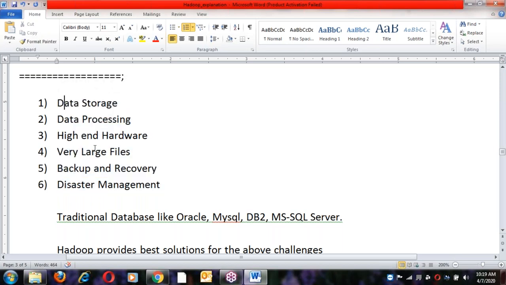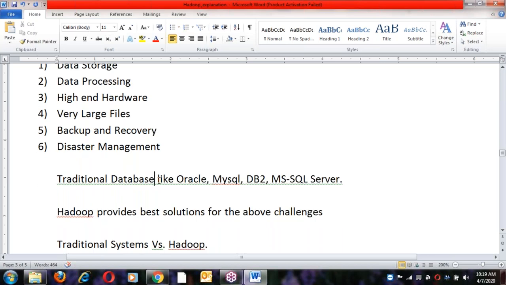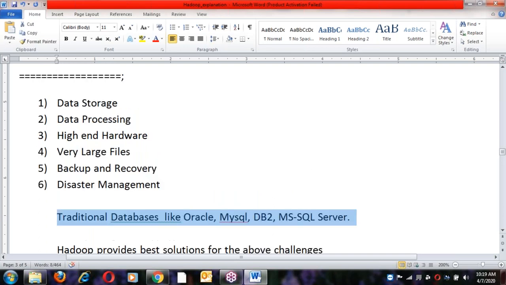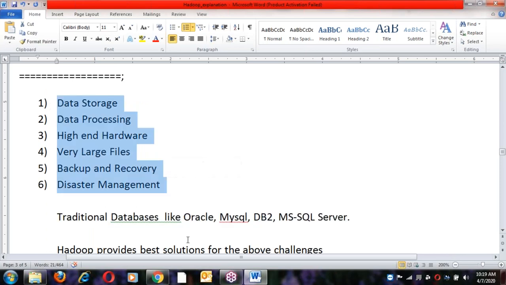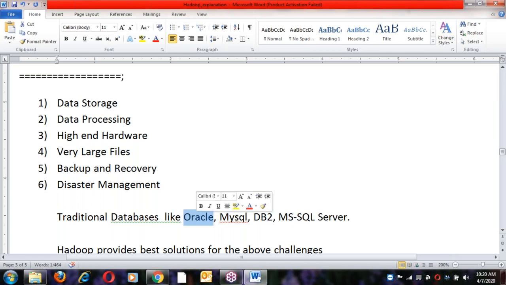The traditional database servers, like Oracle Database, MySQL, DB2, Microsoft SQL Server, are not in a position to face all these challenges. Oracle Database cannot store a huge amount of data; it cannot handle big data. Likewise MySQL, DB2, and SQL Server cannot store or process big data.